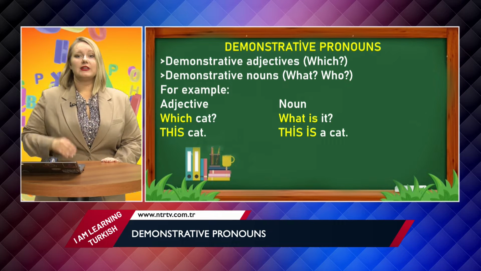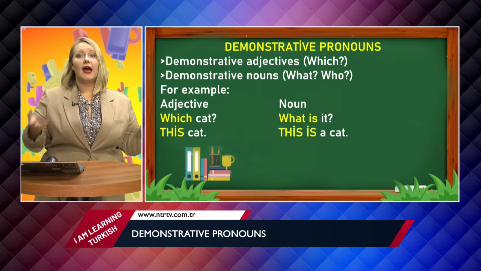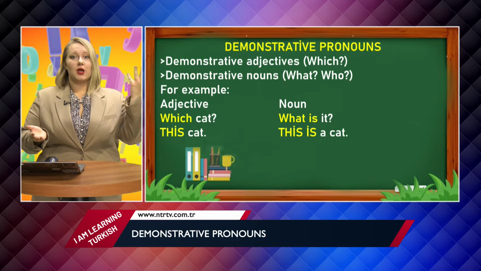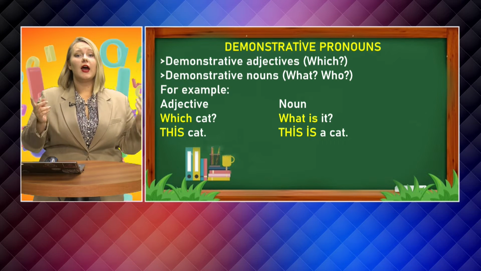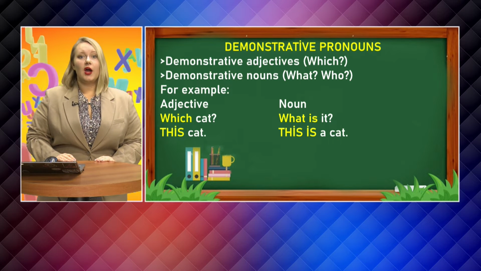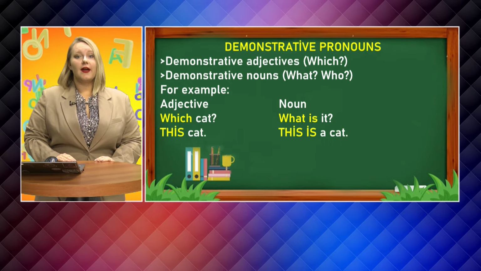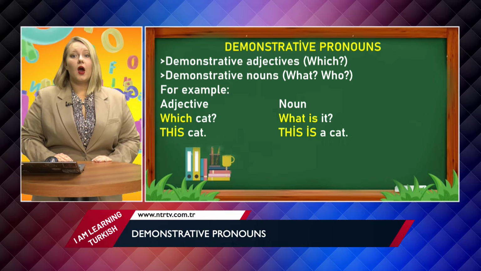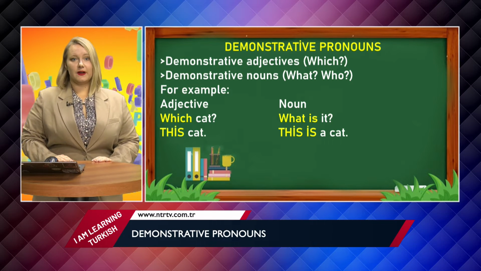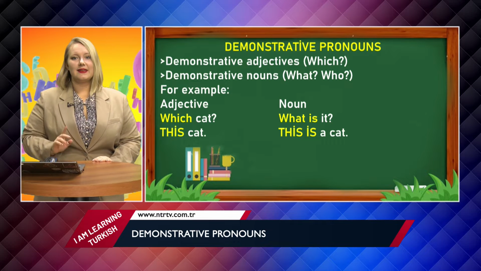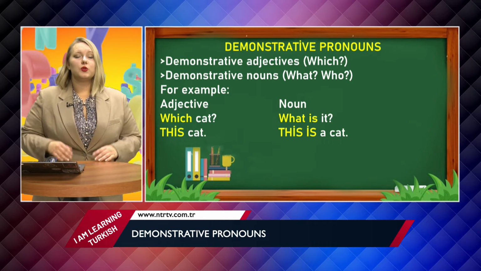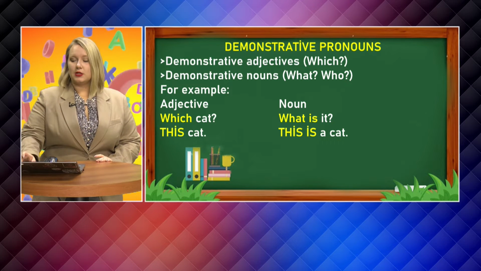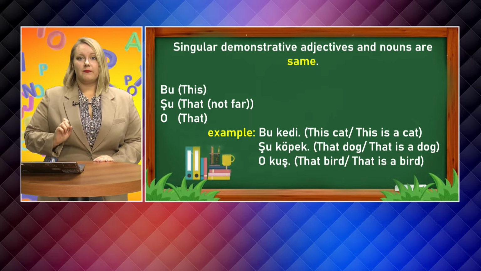How to understand where is the adjective and where is the noun? Adjectives answer the question "which", and nouns answer the questions "what" and "who". As an example, when we ask "which cat" and answer "this cat", "this" is an adjective. And then we ask "what is it" and answer "this is a cat", "this" is a noun. Why should we know it? Because there are some tricky things in Turkish which we need to understand a bit later.